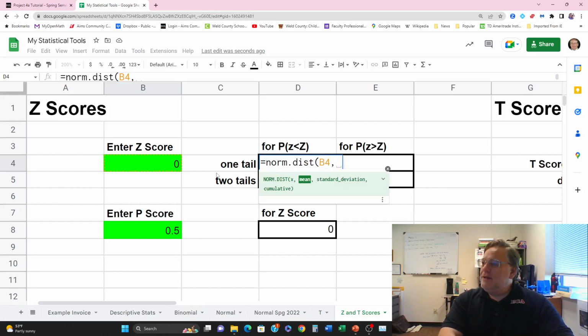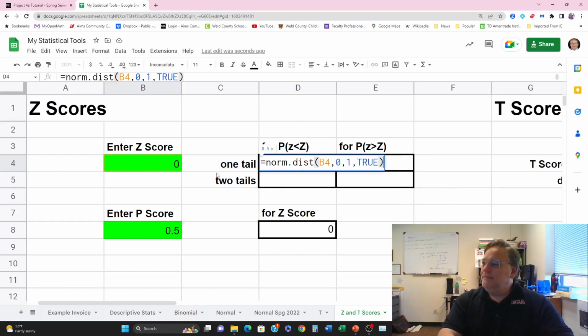And the second one is that we're dealing with a normal distribution with a mean of 0, a standard deviation of 1, and yes, we want it to be cumulative, so this part here is true. So that is the formula there for the upper left-hand corner here. NORM.DIST, B4, 0, 1, TRUE.